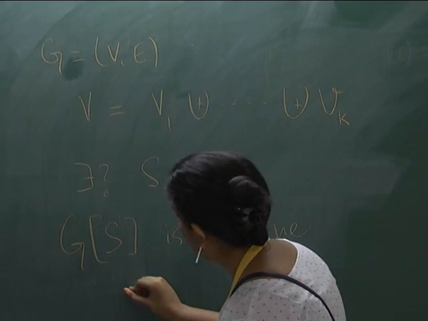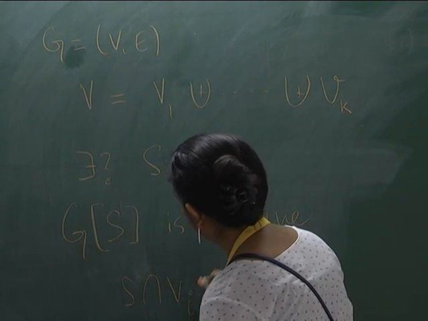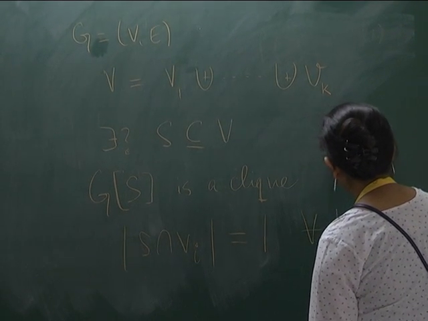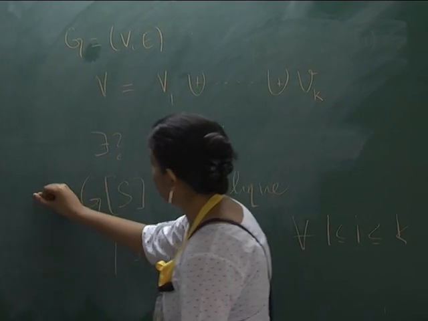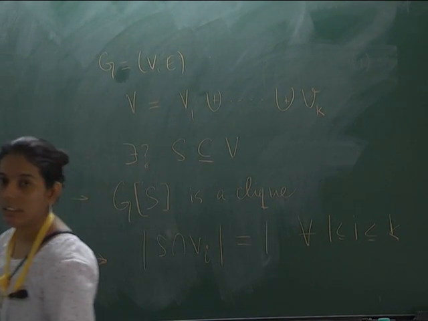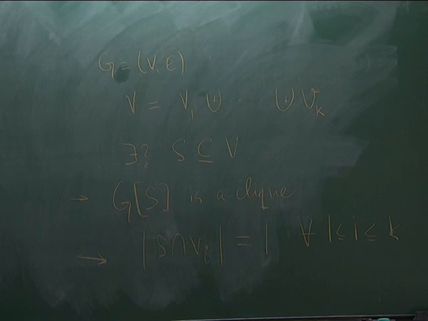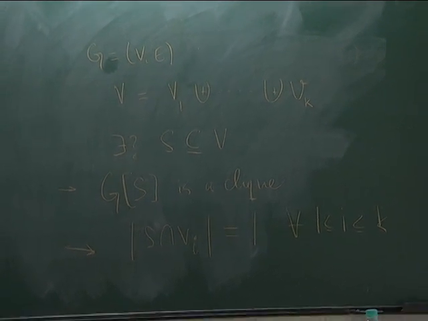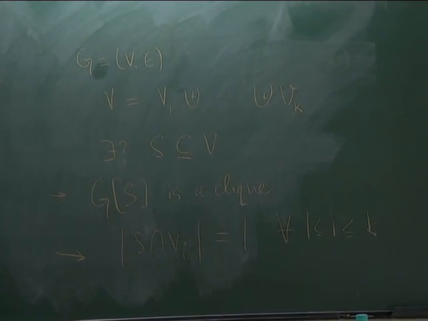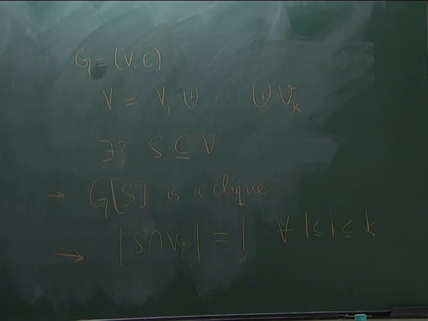Sorry, I'm just coming to you. And S intersection Vi is exactly 1 for all. Okay, sorry, probabilistic what? No, but then with high probability, your clique is spread out in the graph, but you still need to find the guy.